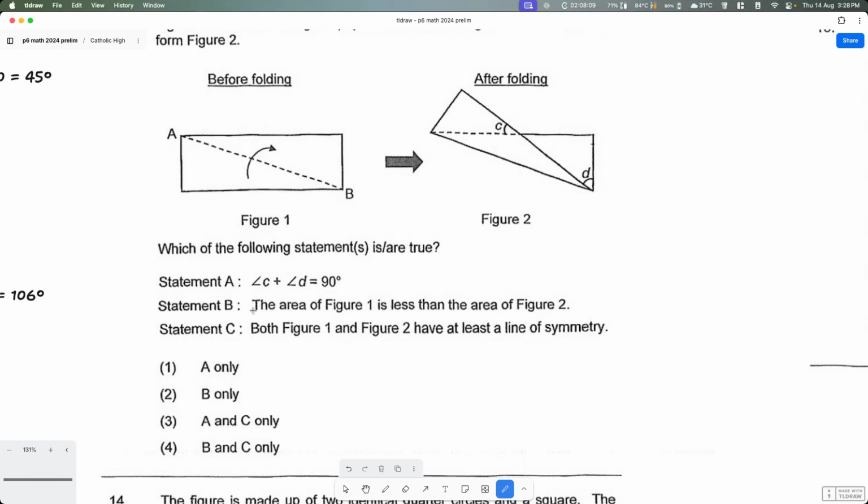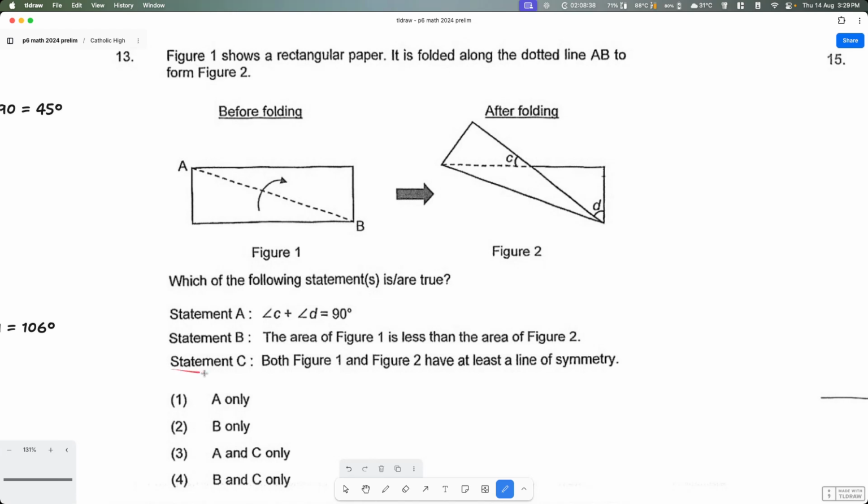Then statement B, the area of figure 1 is less than the area of figure 2. And statement C, figure 1 and figure 2 have at least a line of symmetry. Okay, so I think C is the very easy one to do. If I were to do the line of symmetry, C actually has a line of symmetry. I'm going to write here line of symmetry.